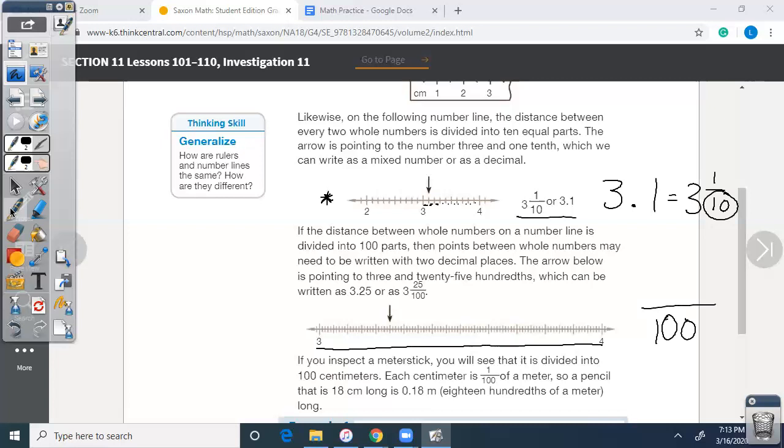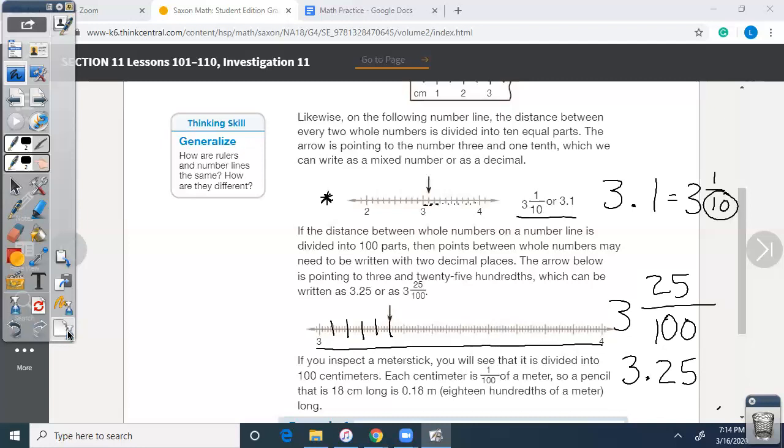Okay, so first we know it's 3 and something over 100. We'll just count by 5. So we've got 5, 10, 15, 20, 25. So that means we've got 3 and then 25 hundredths. So we could also write that as 3 decimal 25. 3 and 25 hundredths, or 3 decimal 25. You see the relationship between those two things?